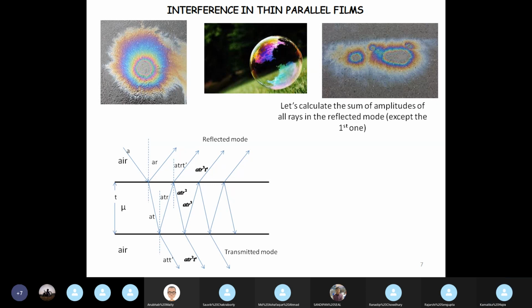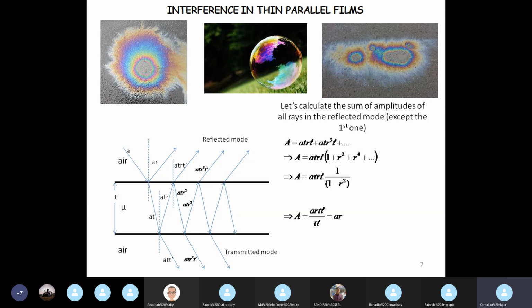Okay. Now let's calculate the sum of the amplitudes of all rays in the reflected mode except the first one, and I'll tell you very soon why we are doing this calculation. I want to add up the amplitudes of all the rays in the reflected mode, barring the first one. I leave out the first one, which has amplitude AR, and take the sum of the rest of the rays in the reflected mode.